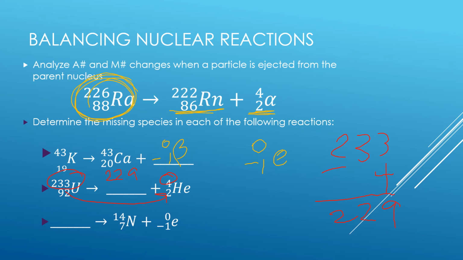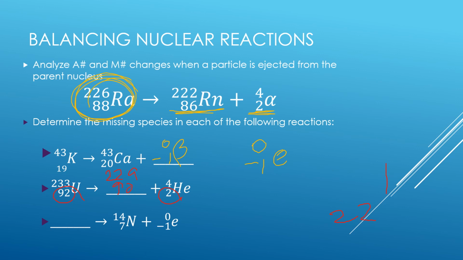Now what I'm missing is the atomic number, and I have an atomic number of 92 on the left. That was my initial nucleus, and when it emits an alpha particle, it loses 2 protons. So my atomic number should go down by 2, and my missing atomic number here is a 90. 90 plus 2 is equal to 92.